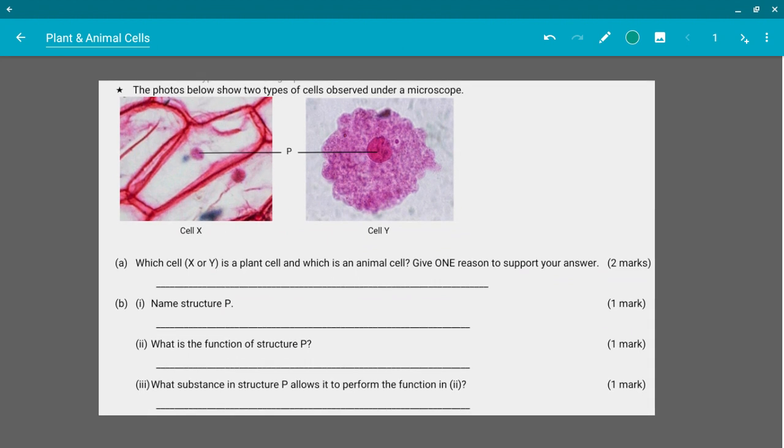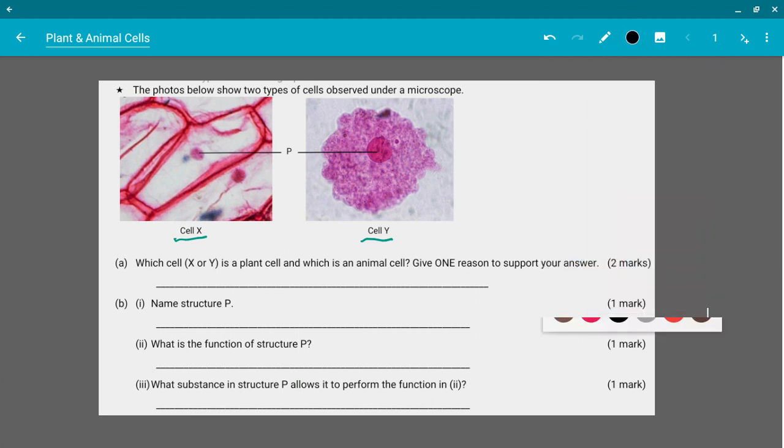Okay, the photos below show two types of cells observed under a microscope. Okay, so you see cell X on the left and cell Y. Cell X here and cell Y here. Question A. Which cell, X or Y, is a plant cell and which is an animal cell? Give one reason to support your answer.